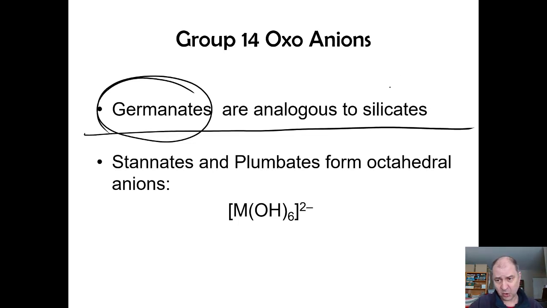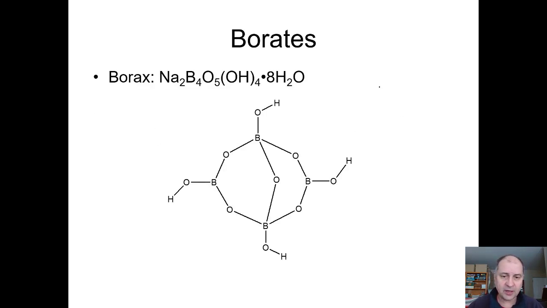So here we go. Silicates make up like 95% of the Earth's crust. Germanates maybe 0.00095%, right? So germanium's pretty rare. One of the elements that was predicted by Mendeleev, but not found until after he predicted it and people were looking for it, right? Borates, nice.